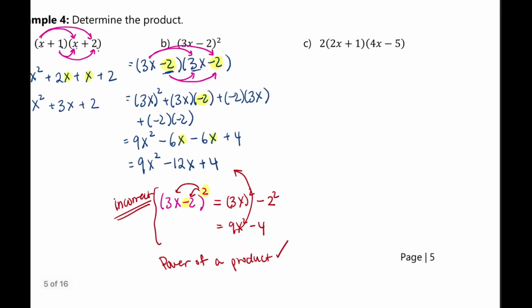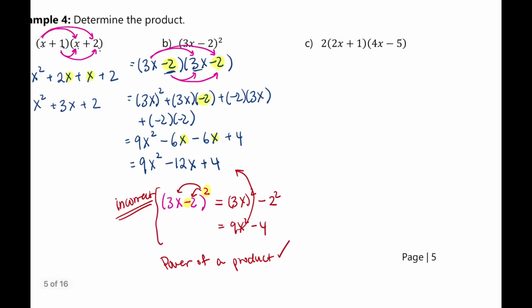Moving on to part C. Let's start with distributing the first term 2 here. So we have 2 times that and 2 times the second term. So we'll do this step by step. Plus 2 times 1 is 2. And I'm going to just bring down the rest of the expression. And then we're going to do another distribution.